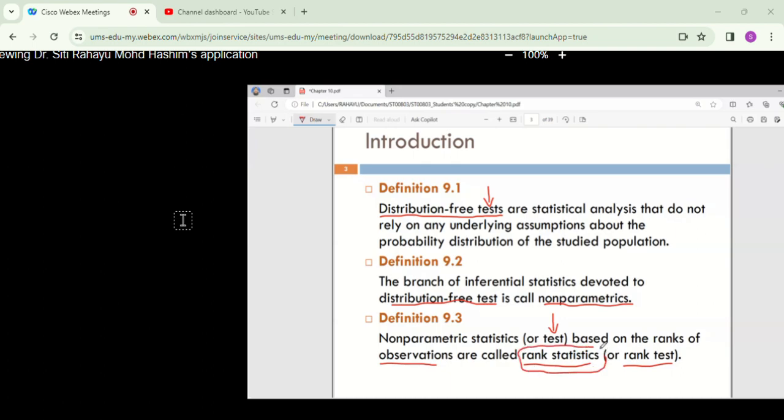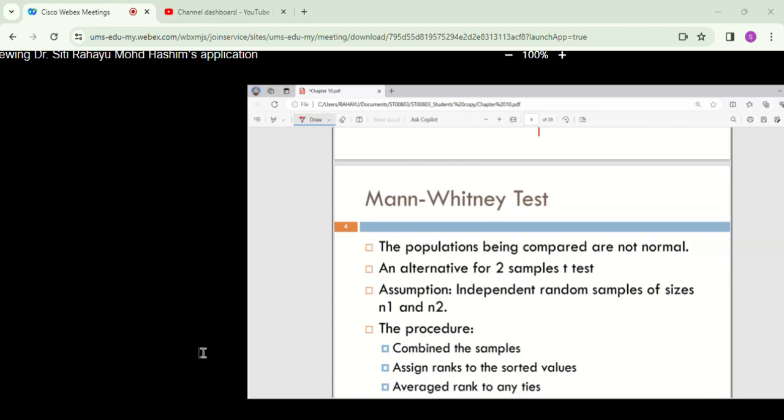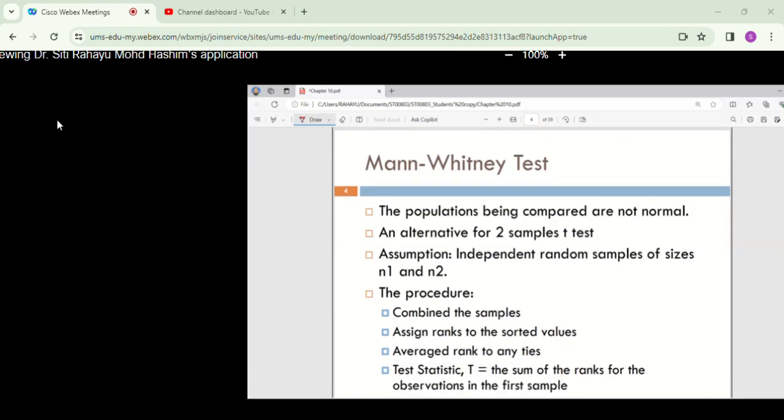There are different ways to compute the rank statistics, depending on the type of non-parametric test. Let's have a look at the first rank test, known as the Mann-Whitney U test. The populations being compared are not normal. That is the reason why we use the non-parametric. This is an alternative for the two sample t-test, or two independent sample t-test. I forgot to mention independent here.